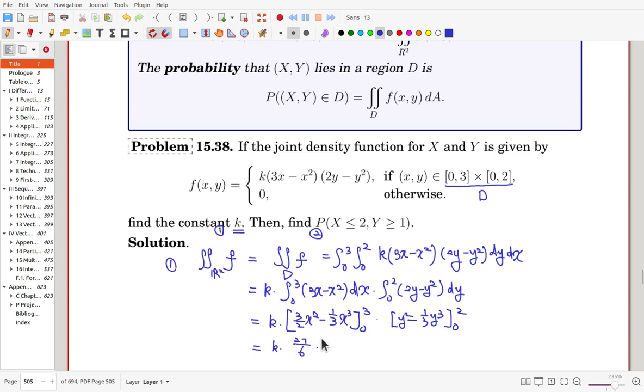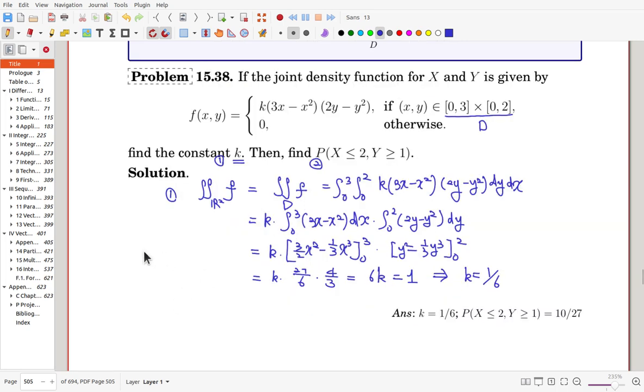And from the y part, that is 4 minus 8 over 3, so that will be 4 over 3. So this product is making 6. So 6k must be 1, right? So from here we can get that k is 1 over 6. So we found the parameter, and we'll move to the second part.